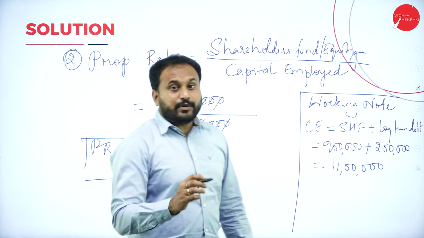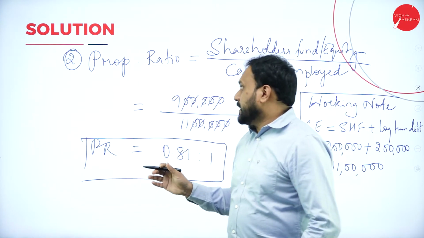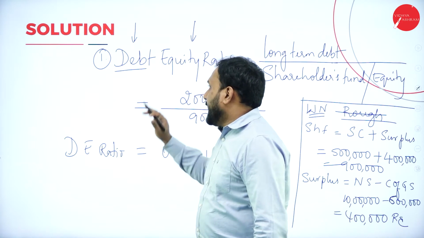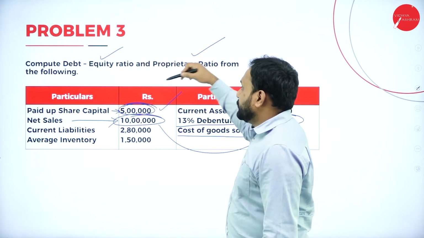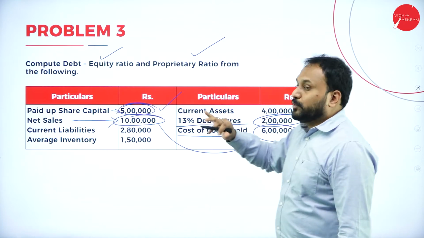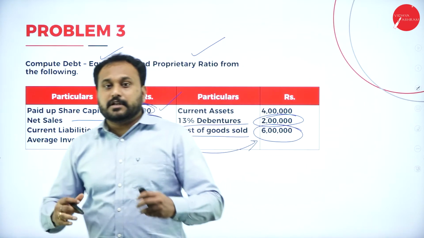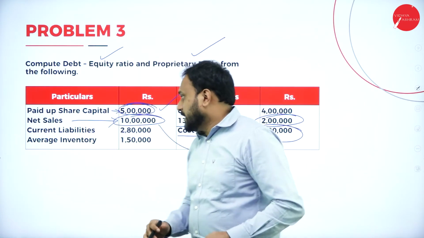So I'm done with two of the things. The question has asked me for the proprietor ratio and the debt equity ratio. See, debt equity ratio and proprietor ratio from the following. So I've done both the things. Easy for you people. Now next, what exactly you are supposed to do is understand.